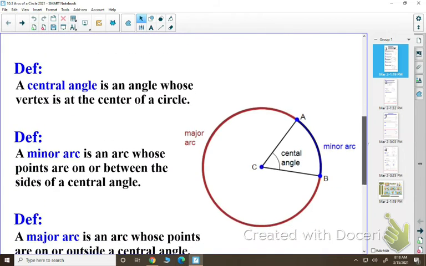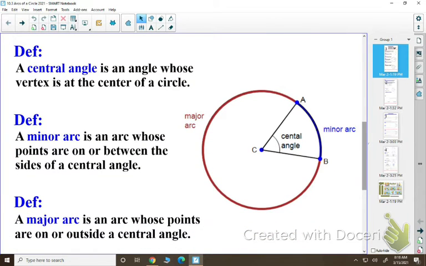Continuing on. A central angle is an angle whose vertex is at the center of the circle. So in this picture, angle ACB is a central angle. The vertex is at the center, which is point C. The sides are going to be radii of the circle. So segment AC and segment BC are both radii of your circle, so they make a central angle.